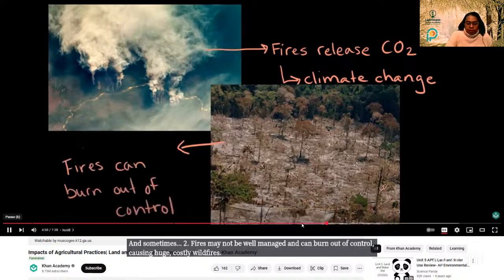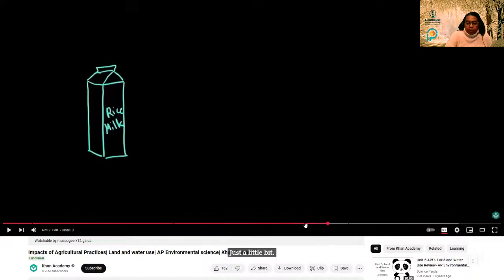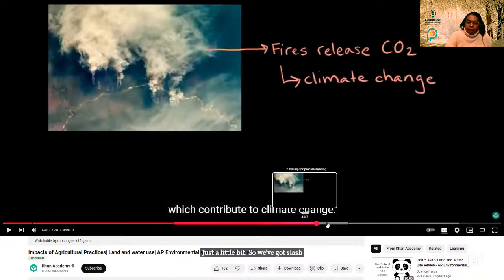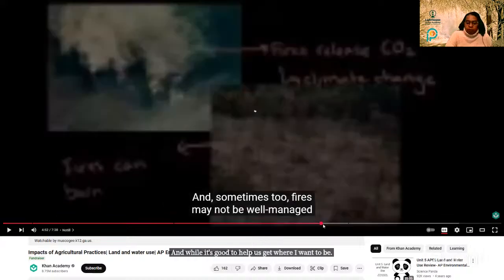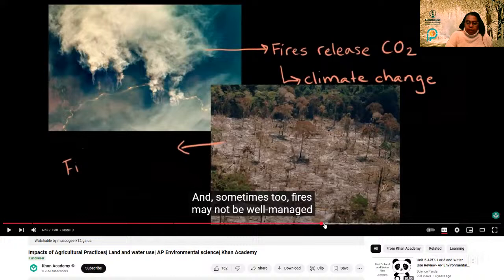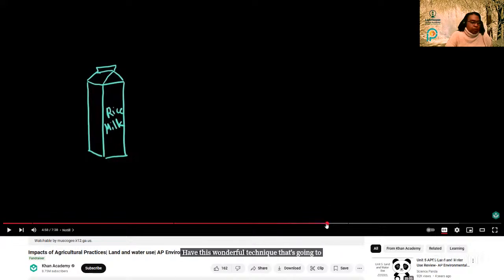Okay, so whoops, let me go back just a little bit. So we've got slash and burn as a technique. And while it's good to help us get where I want to be, we want to look at the downside. What is the downside of this wonderful technique that's going to help her get the rice for her milk?